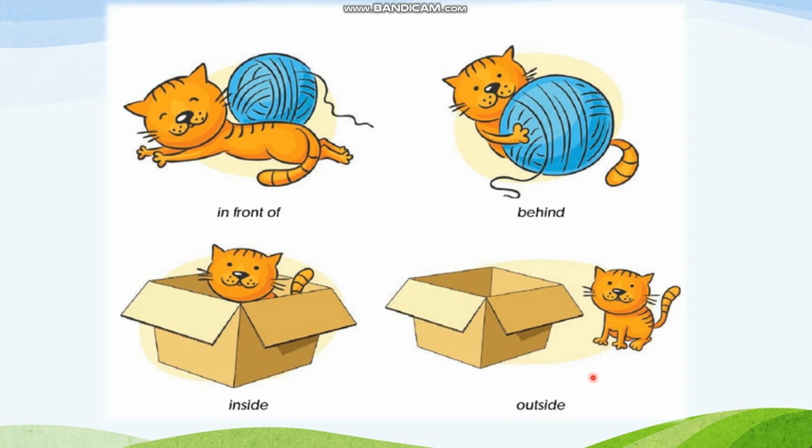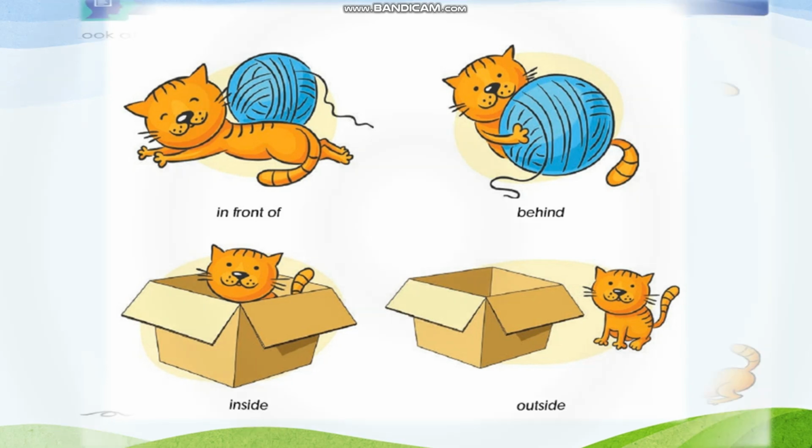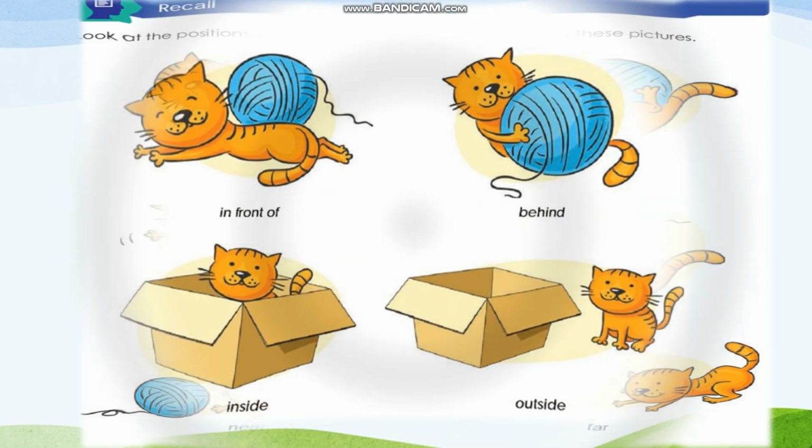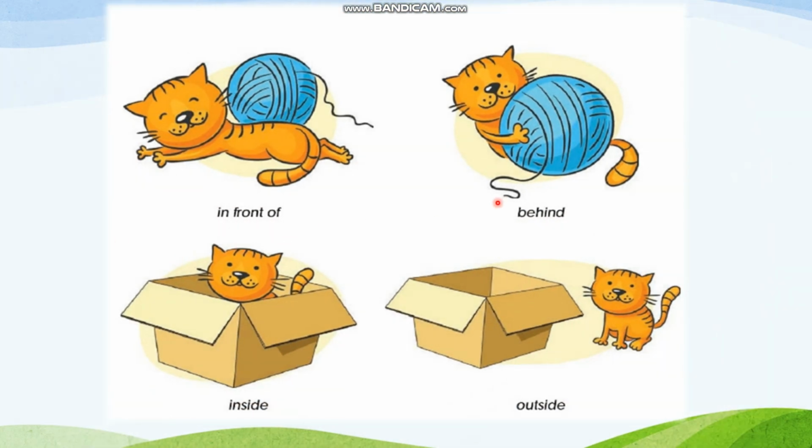Got it children? So tell me which are the special words we learned? Yes. We learned the special words on, under, above, below, near, far, in front of, behind, inside and outside. These are the special words we learned. Okay children, is it clear?